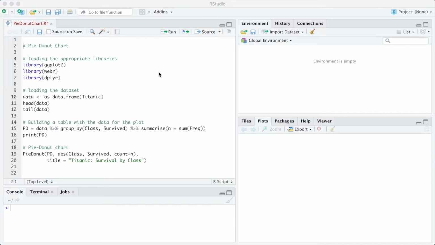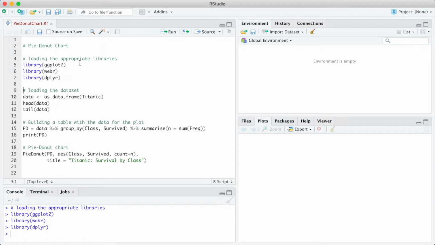It presents the data on the survivals of passengers of the Titanic, and we are going to classify it by class. Before starting the plot, let's load the necessary packages. We are going to use the webr package to build the PieDonut chart. This package runs into the ggplot package, and we will also need the dplyr package for creating a table with the summarized data for the plot.